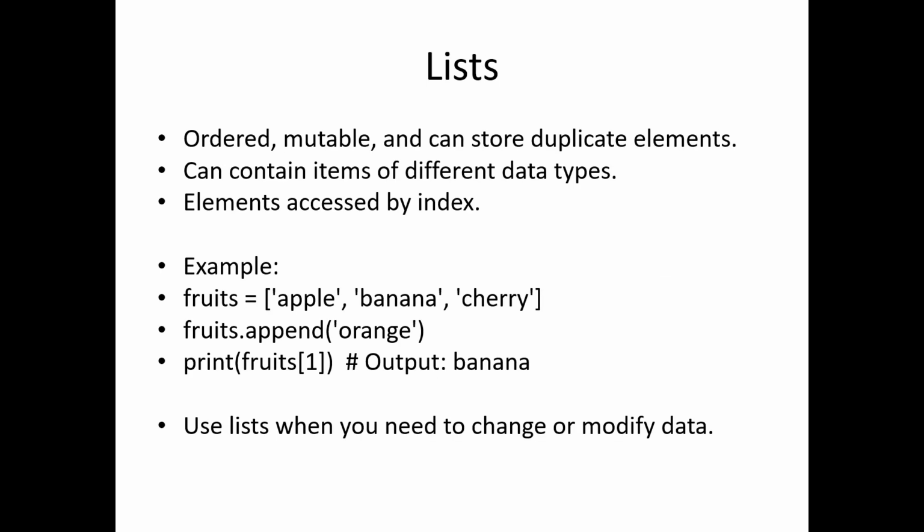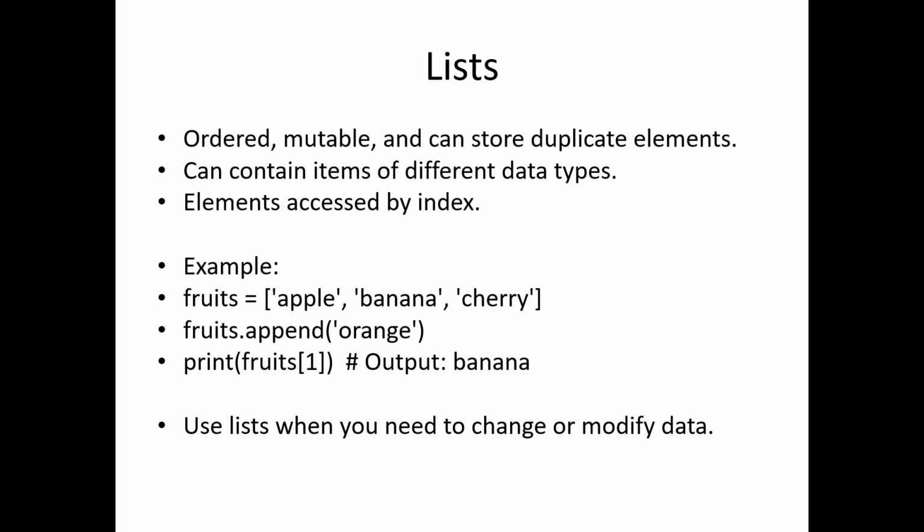First, let's talk about lists. A list is an ordered, mutable collection of items. Ordered means the collection has a specific position. Mutable means you can change, add or remove items. Lists can also contain duplicates and mixed data types.